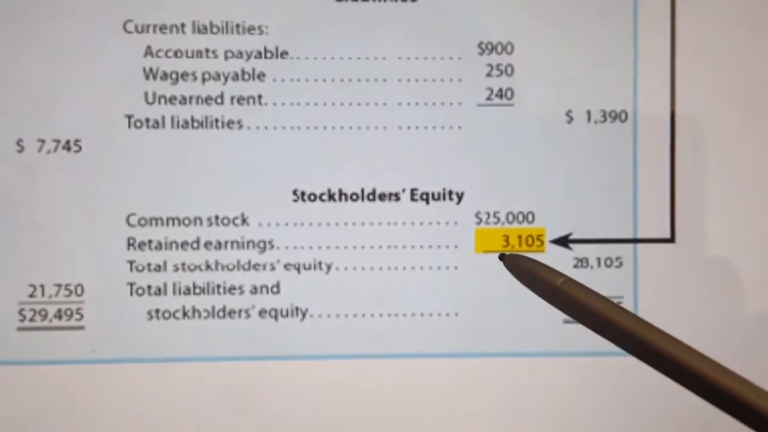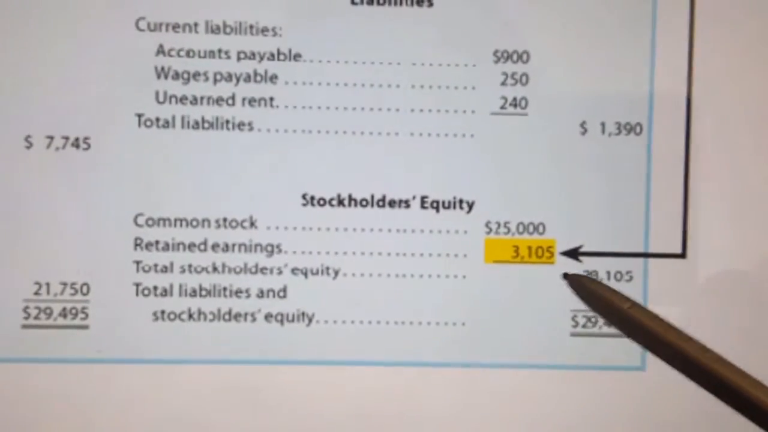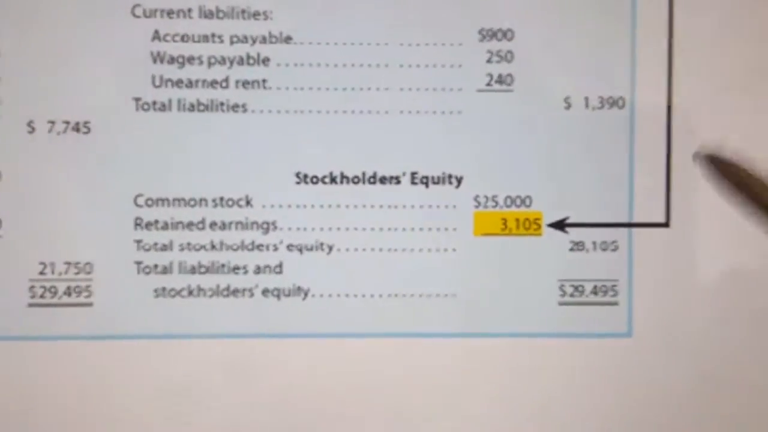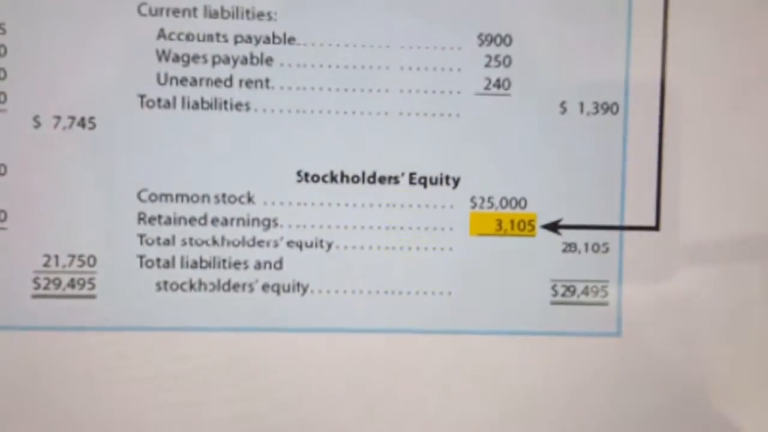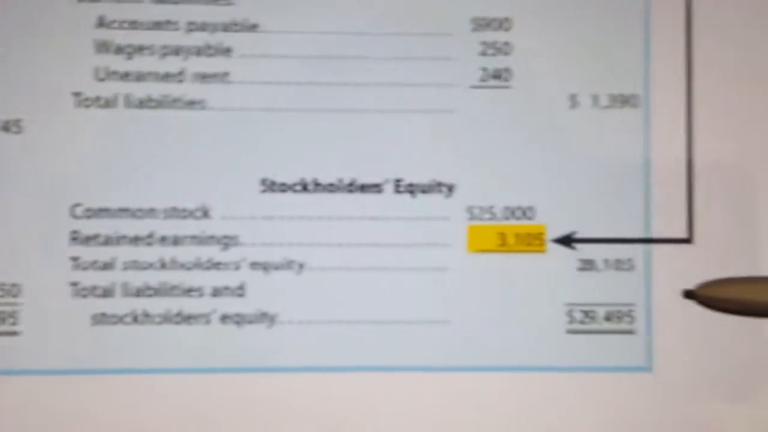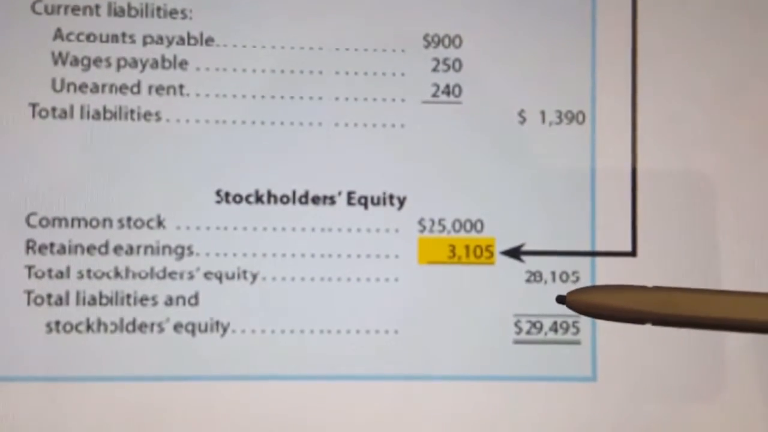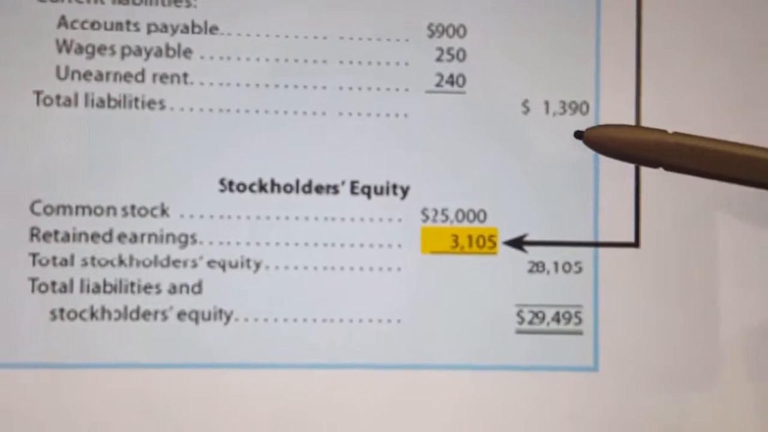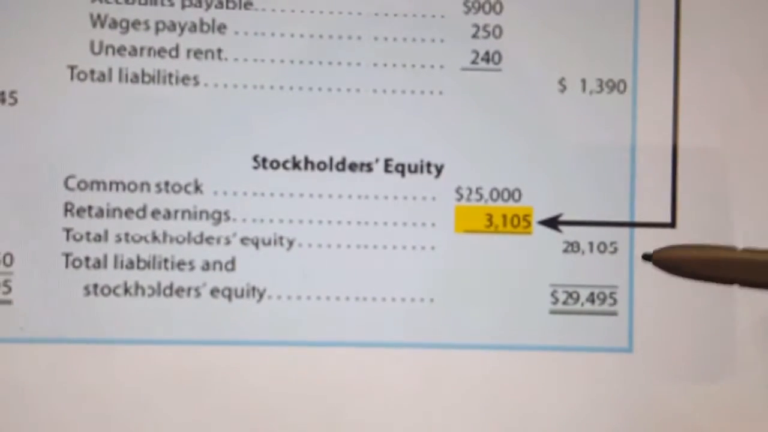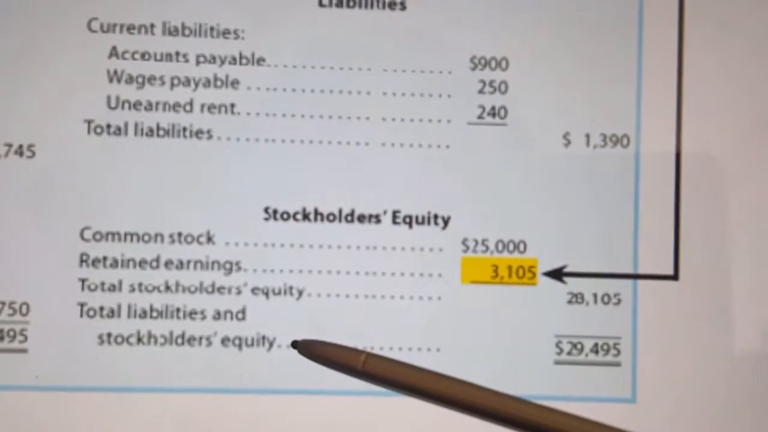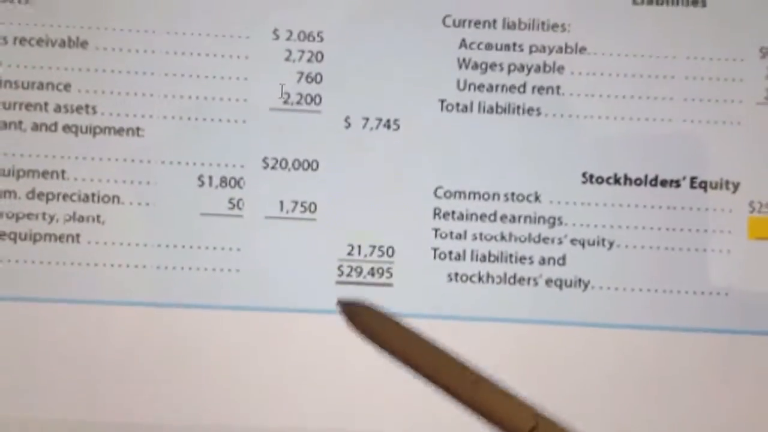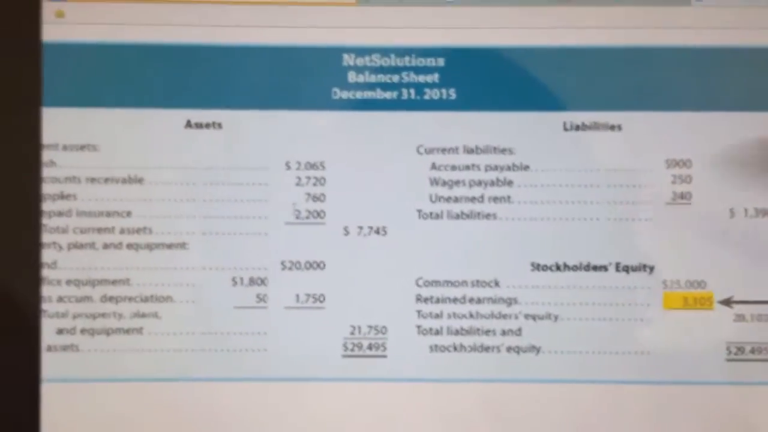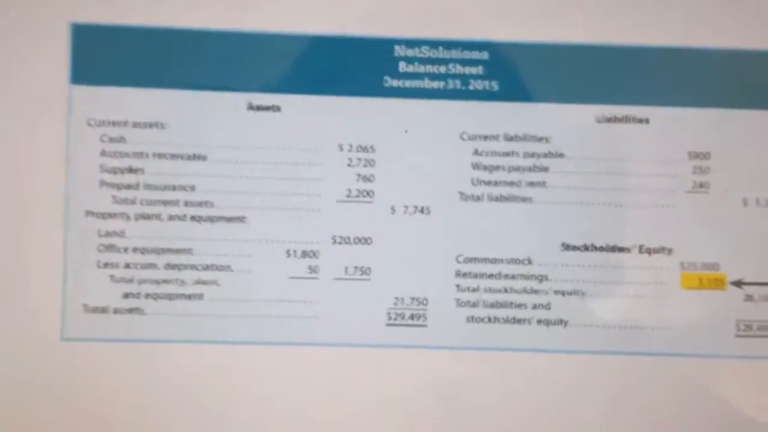So 25,000 plus 3,150 equals 28,150, can't stress the single underline enough. A lot of students miss that and miss points on my midterm. Okay. So we're going to take the 28,150, sorry for the shaky hands, plus the 1,390 equals, single underline, the total liabilities and total equity, which is a total of 29,495. It happens to, as it should, equal total assets. So that means that we have a balance sheet that is in balance.